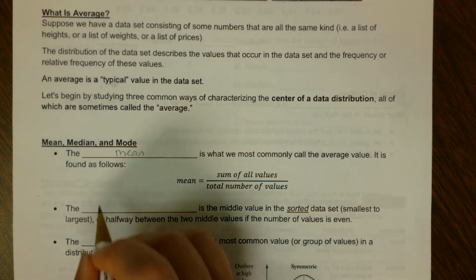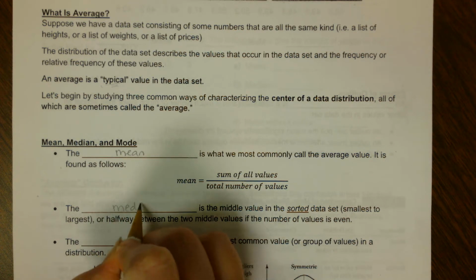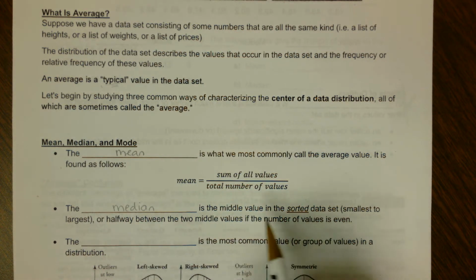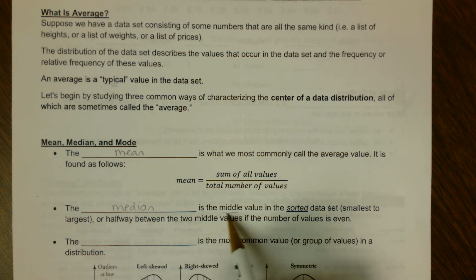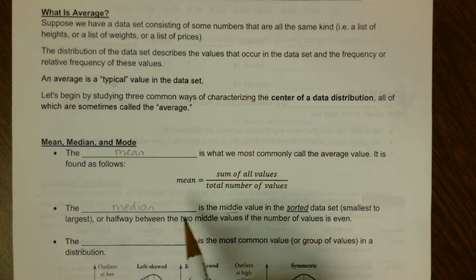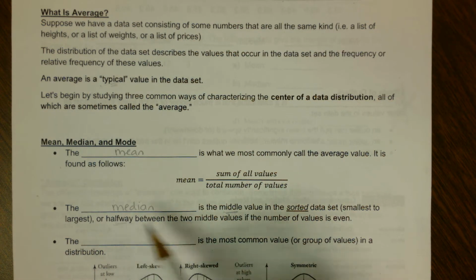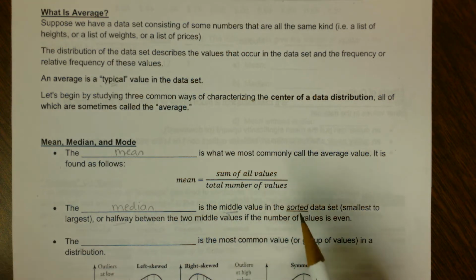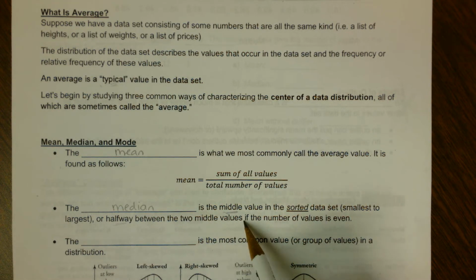So other than mean, we have median. And this is just like it sounds, it's the middle. So median, middle value of the data set. Now you have to sort it from smallest to largest or largest to smallest, and then you take the very middle point, or if there's two middle values, it'd be halfway between the two middle values.